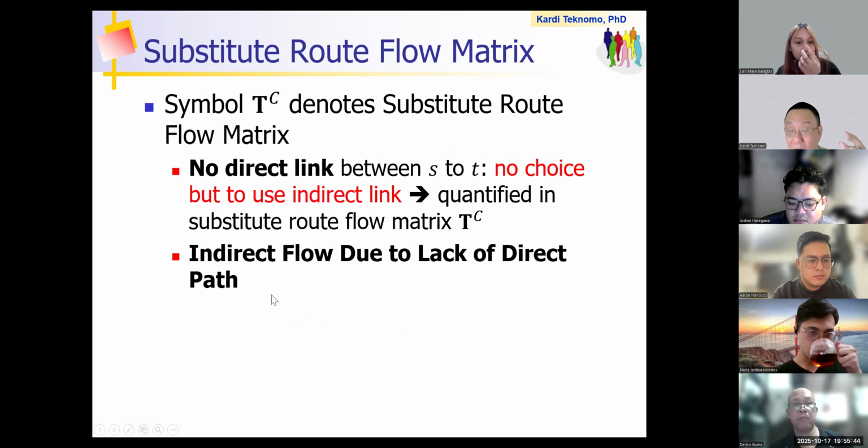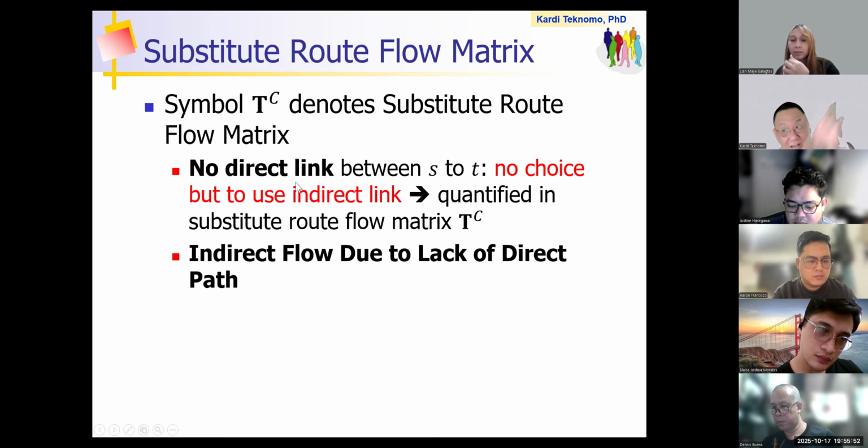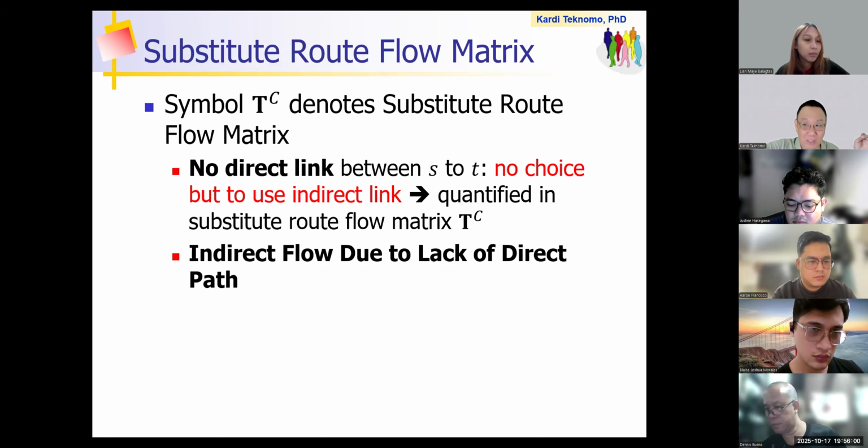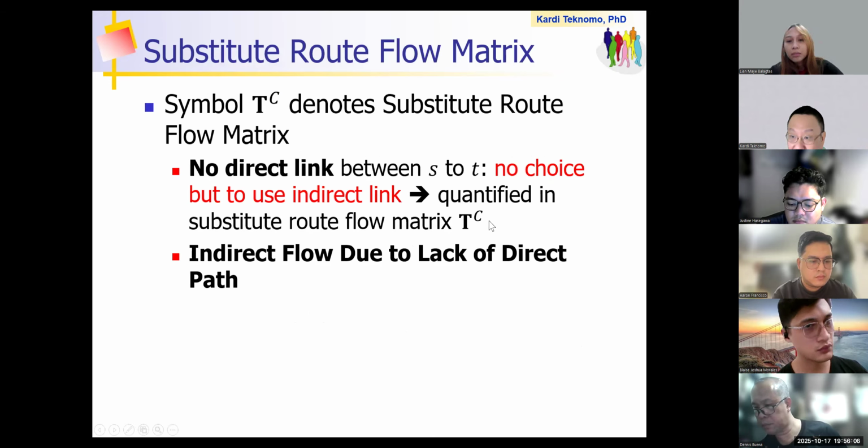Now, how about the other one? Substitute, or S, TC or S, the same. Substitute route means no direct link between the two OD, S to T. So there is no choice but to use the indirect link. I want to go from S to T, but there is no other way except this long path. So we can also quantify the flow of this indirect flow.